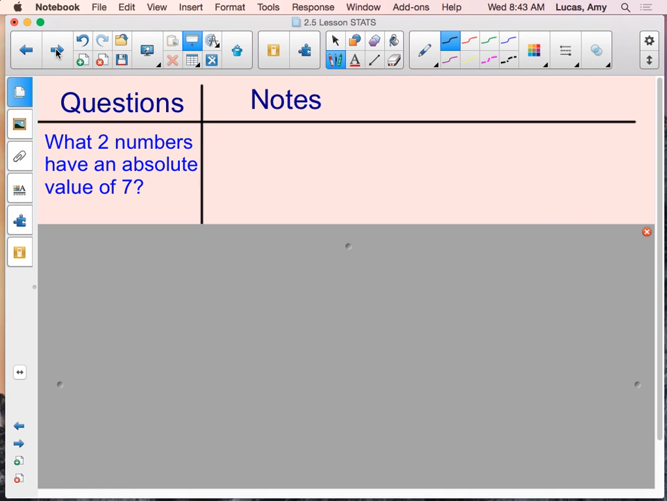So our next question is, what two numbers have an absolute value of 7? So I want you to think about the definition that we just wrote. If absolute value means the distance away from 0 on a number line, now this question means what two numbers have a distance of 7 away from 0 on a number line.